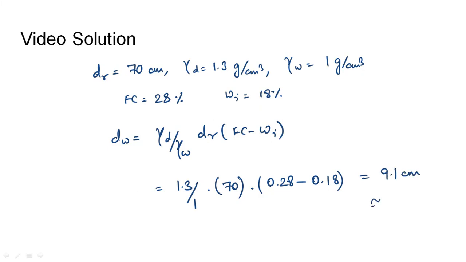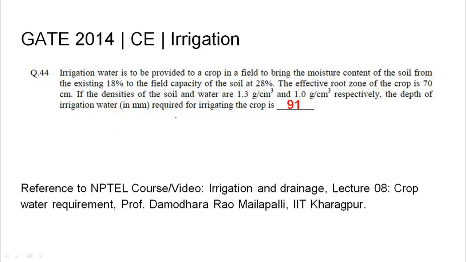But the question instructs to find the value in mm, so we will multiply this by 10. That would give us the answer as 91 millimeter. So the depth of irrigation water required for irrigating the crop is 91 millimeter. The relevant NPTEL reference has been listed.